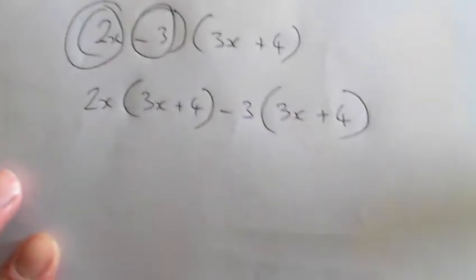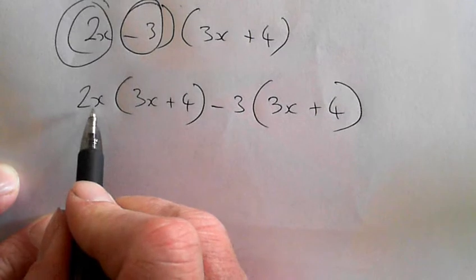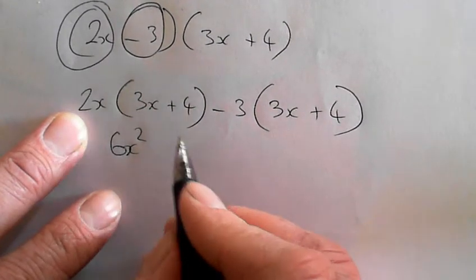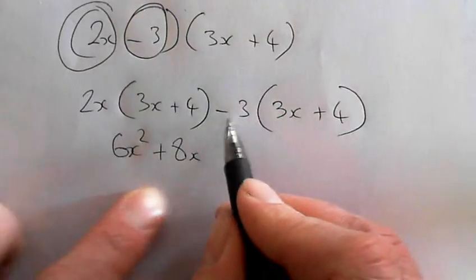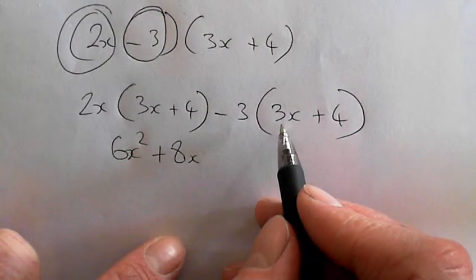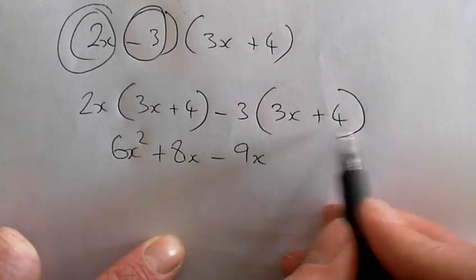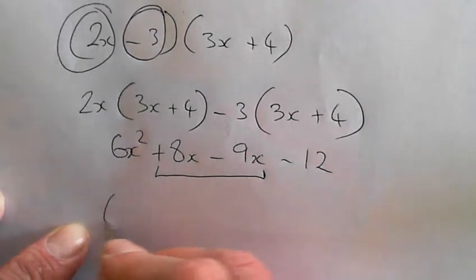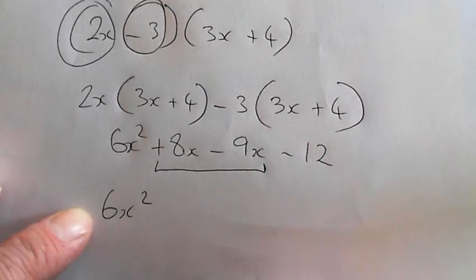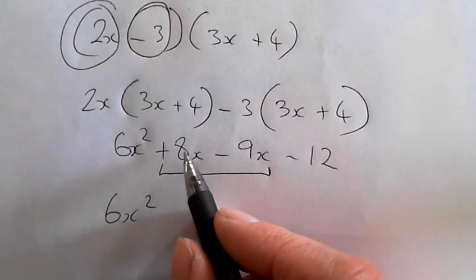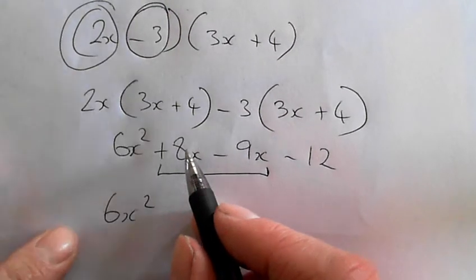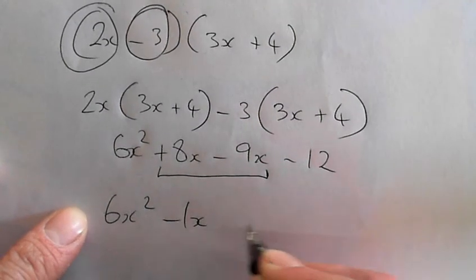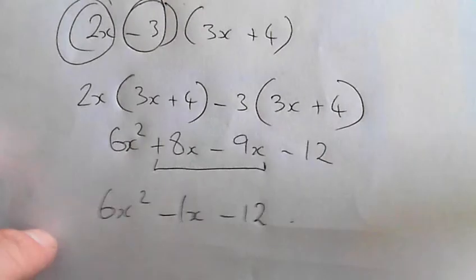Alright, now we multiply. 2x times 3x, 6x squared. 2x times plus 4. Minus 3 times 3x, minus 9x. Minus 3 times plus 4, minus 12. Now you can add these two. 6x squared. So minus 9. Think of where that is in the number line. Minus 1. Yeah. And plus 8x. Minus 12. Okay.